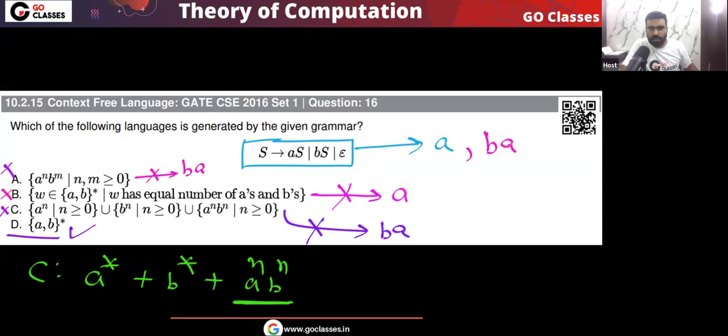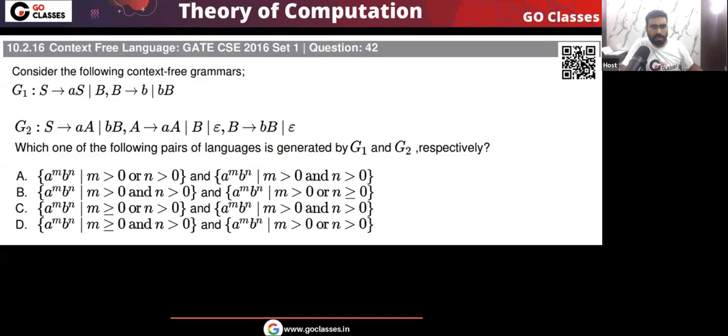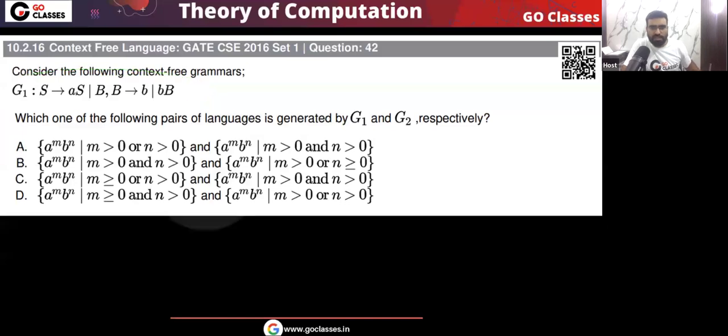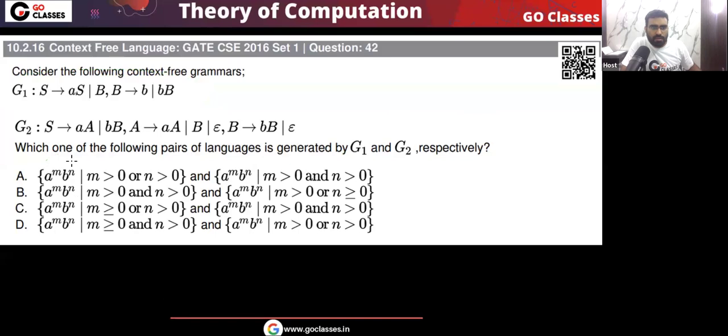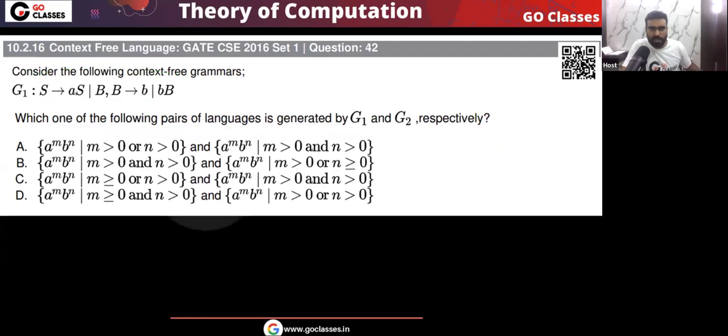Okay, now let's move on. Let's solve this GATE 2016 question. Two grammars are given to you, G1 and G2, and the question is asking which of the following pair of languages is generated by G1, G2. Remember what we need to find: which languages are generated from G1, G2. We have to find the language of G1, and we have to find the language of G2. So let's find the language of G1.